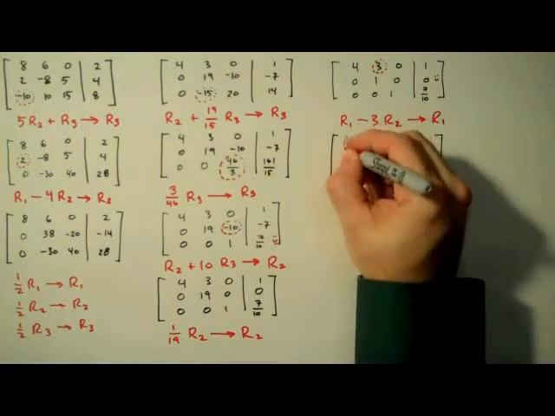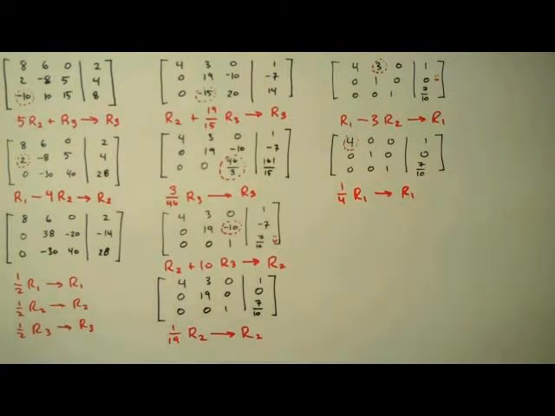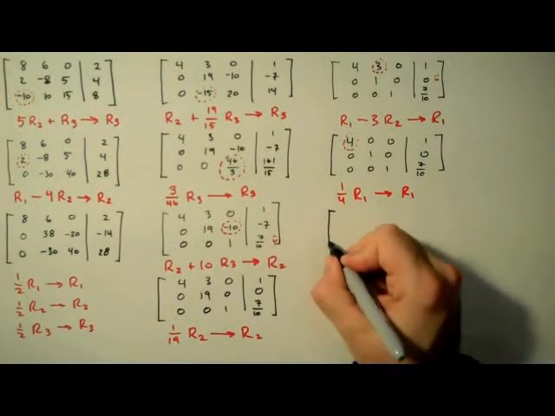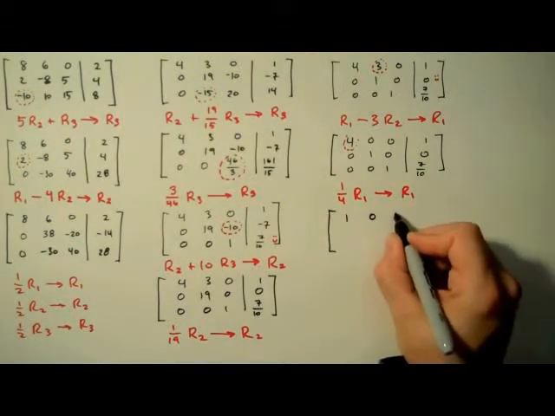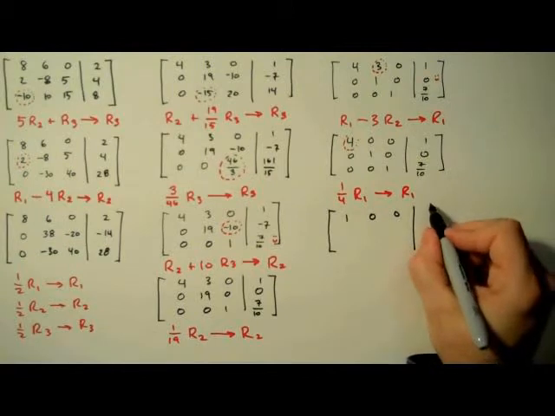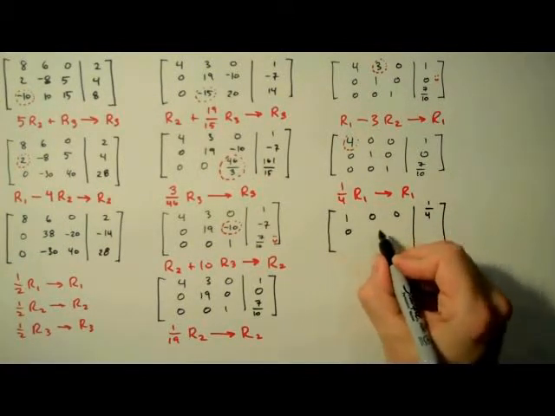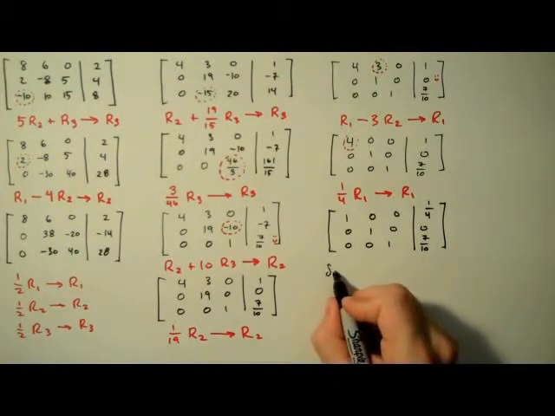All right, last step. This 4 needs to be a 1. In order to do that, we'll multiply row 1 by 1/4. That gives us, in the first entry, a 1, and then a 0, and this will be 1/4. And we're done. And that is what row-reduced echelon form looks like.